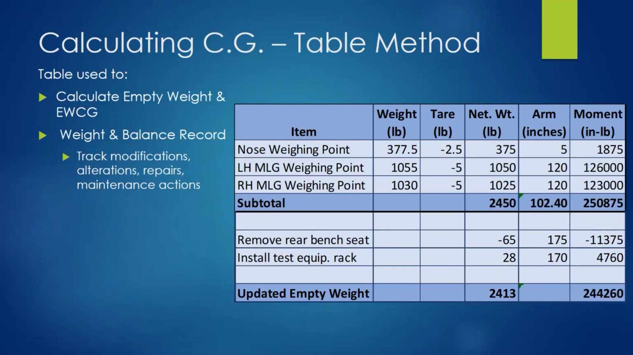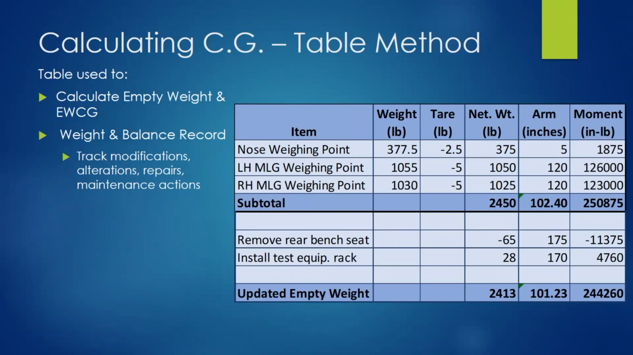244,260. And now we need to find the CG. How do we find the new updated empty weight center of gravity, the arm for the CG? The moment, 244,260, divided by the new weight, 2413, gives us 101.23. So about 101 and a quarter, right? 101 inches. Okay, so it's moved our CG forward about just over an inch, right? And it's dropped our weight by, what did I say, 37 pounds or so.